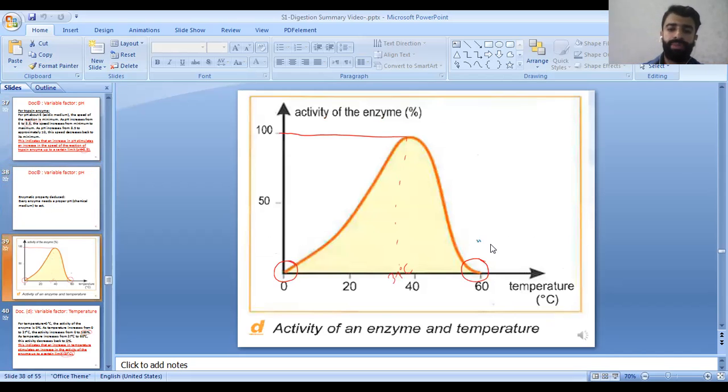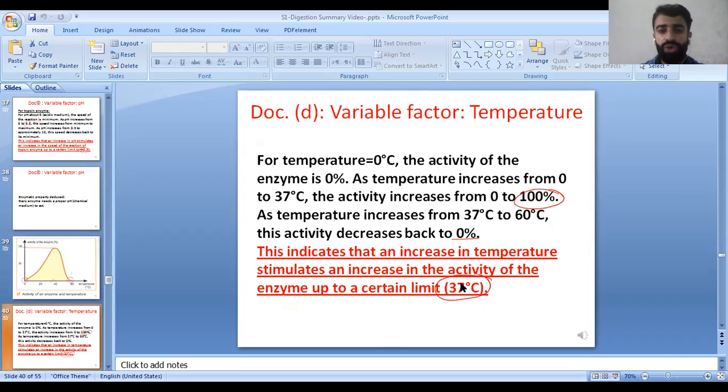Let's move to the temperature. As you see here, as the temperature increases from 0 to 37, the activity of the enzyme increases to the maximum, 100% at 37, since it's the normal body temperature and the enzymes work at their best at this temperature. As temperature increases from 37 to about 60, the activity of the enzyme decreases to about 0%. 60 represents the denaturation temperature. So as the temperature increases from 0 to 37, the activity increases from 0 to 100, and as temperature increases from 37 to 60, the activity decreases back to 0.